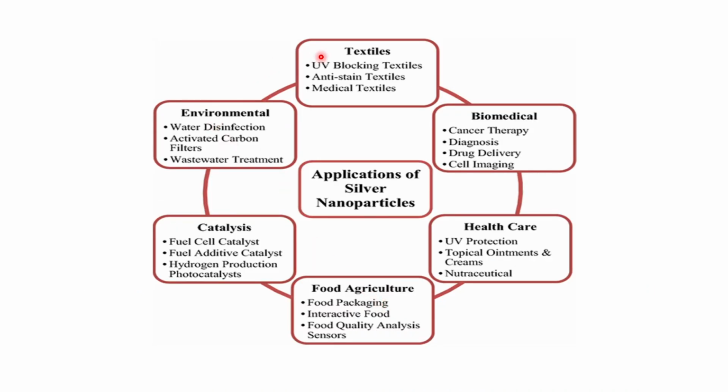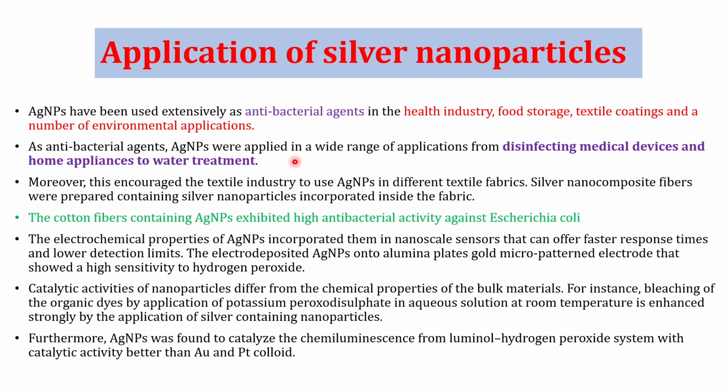And there are many applications for silver nanoparticles, especially in textiles, biomedical applications, that include cancer therapy, diagnosis, drug delivery, cell imaging, etc. Healthcare, that is UV protection, ointments, food, agriculture, especially in packaging, catalysis, the fuel cell catalyst, and environmental, especially in wastewater treatment. When it comes to application, we have already discussed that because of its antibacterial properties, it is used in the health industry, food storage, textile coating, and a number of environmental applications.